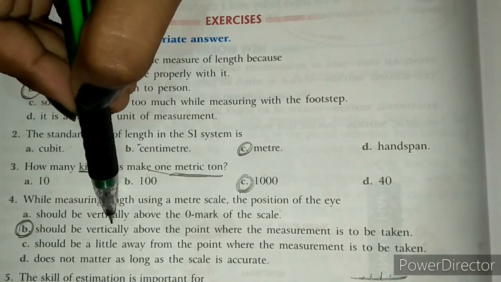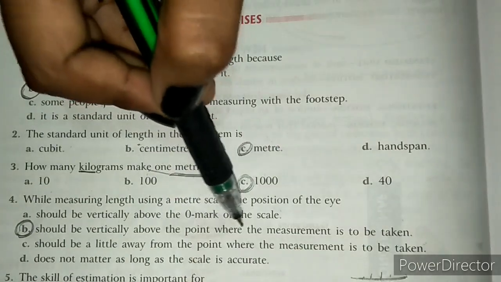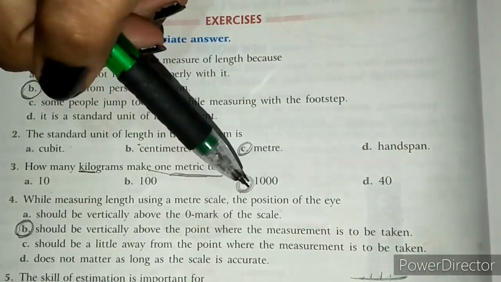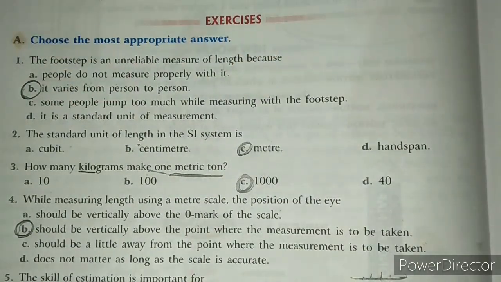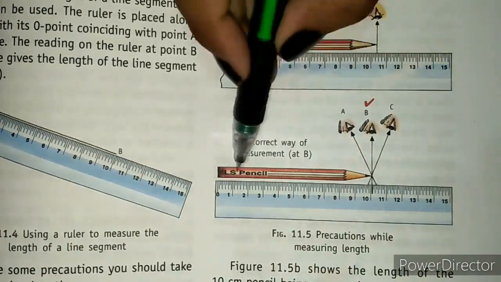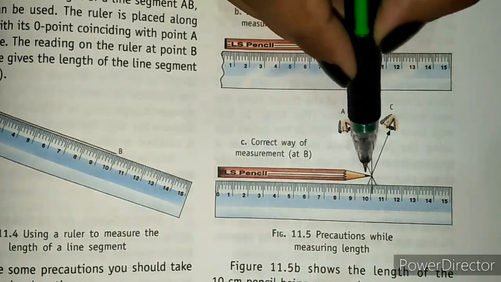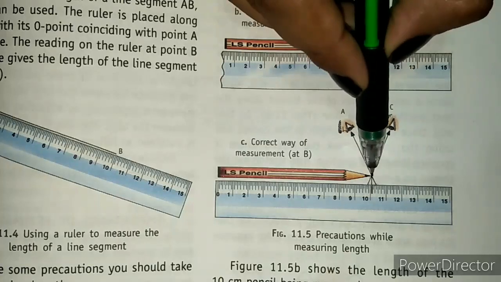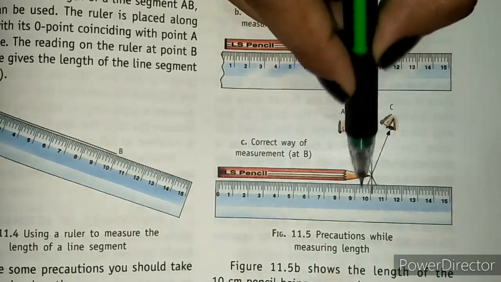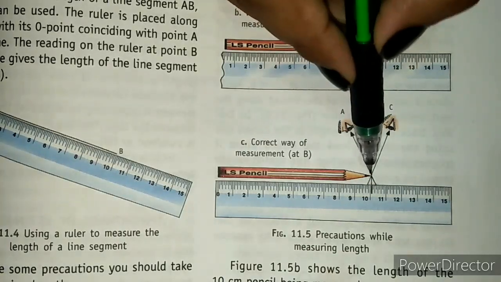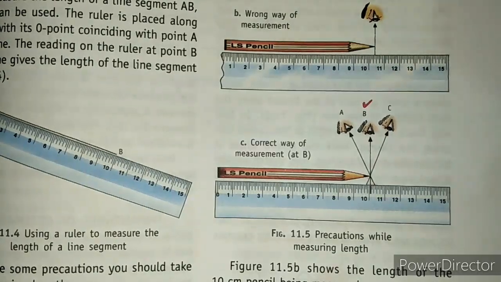Your eye should be vertically above the point where the measurement is to be taken, like this. So this pencil is 10 centimeter long, and your eye should be at this point from where you need to take your measurements, right?